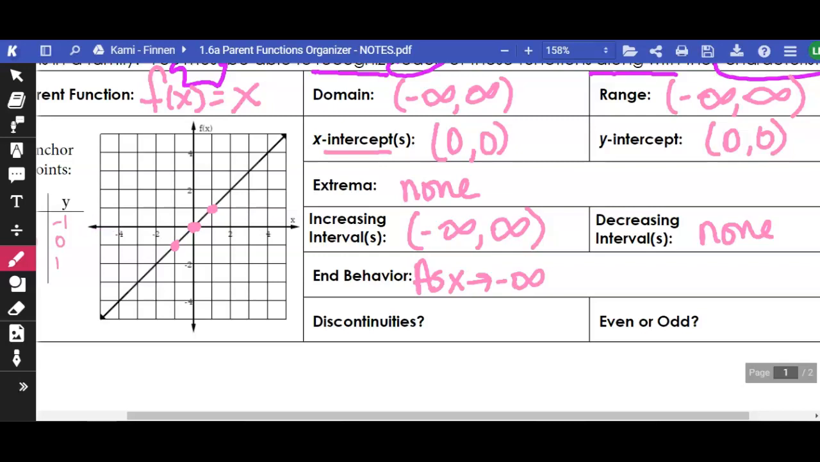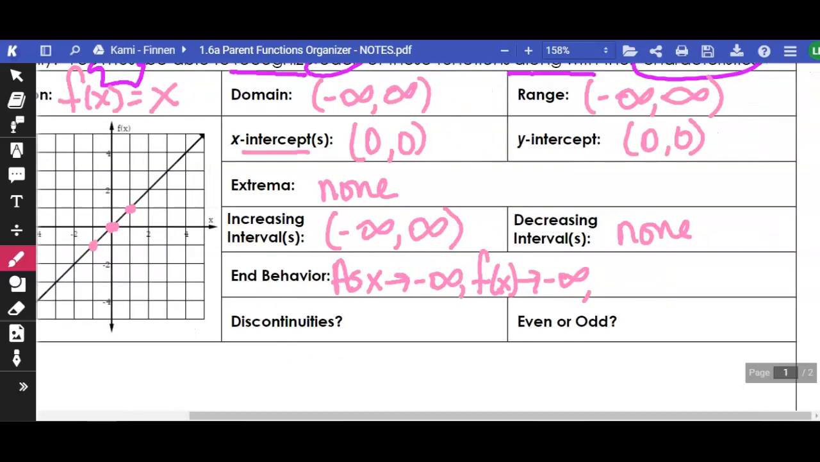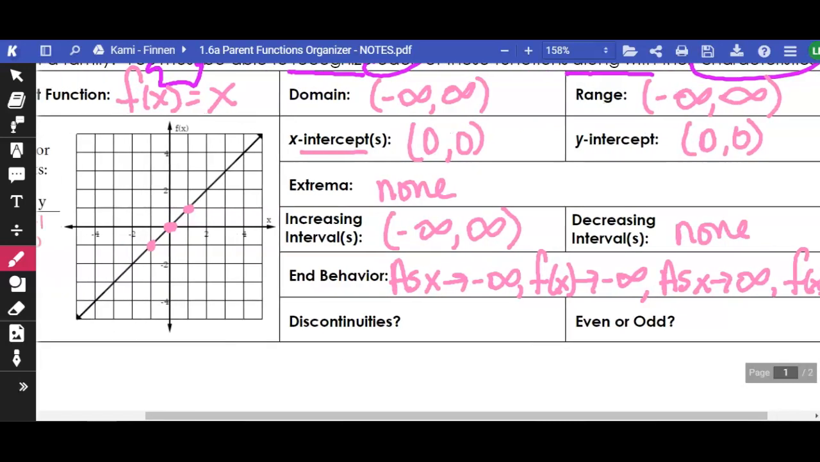probably shouldn't have actually written that on there. As x approaches negative infinity, f of x also approaches negative infinity. And then as x approaches infinity, f of x also approaches infinity. All right. Does it have any discontinuities? I don't see any discontinuities, so there is none.